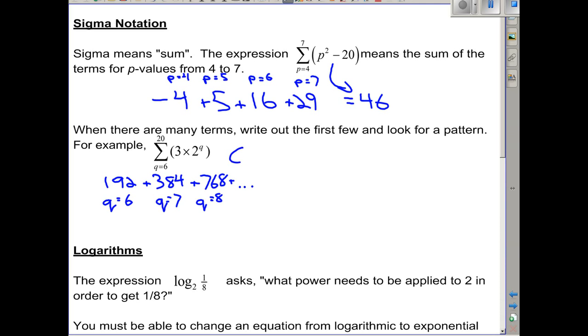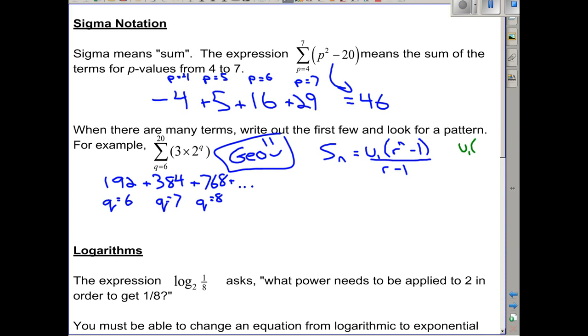This is a geometric series that we're showing here. So rather than write them all out and add them up, I can go to my geometric series formula. And this is the version of it I like to work with. Some people might use this one, which is also good. Makes no difference.